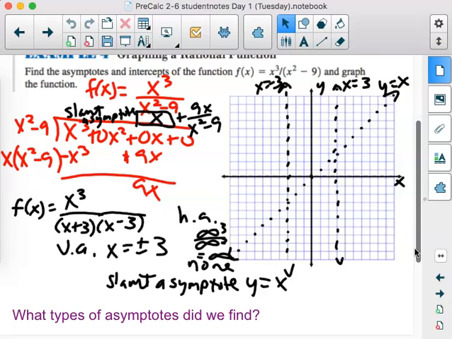And that comes from what we started with, which would have been the division. And like I said, it's a good habit to get into doing long division, even if you can do synthetic division for these. And then what we find is just the quotient piece of our answer when we do that long division is our slant asymptote. So in this case, it was y equals x.